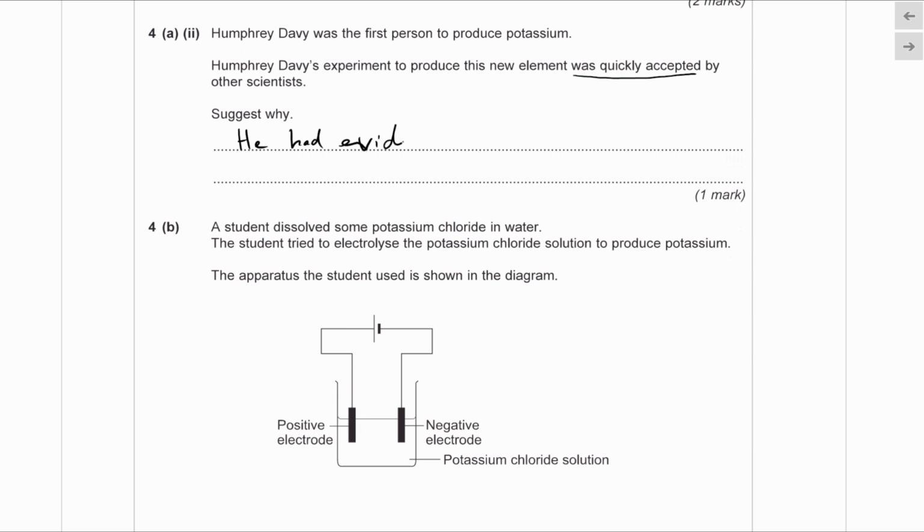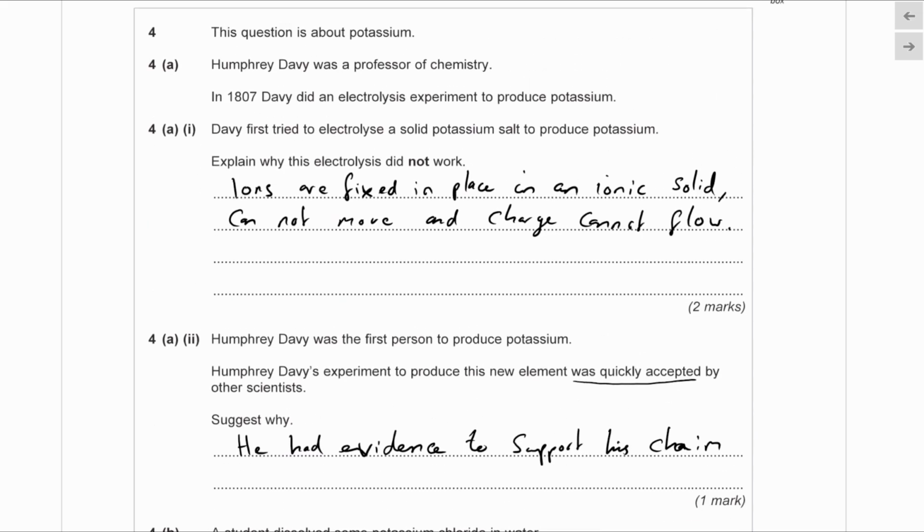That's bad handwriting. Let's rewrite. Evidence to support his claim. Right, his claim. And that would be more than enough for 1 mark because it's only a 1 mark question. Another mark could have been from saying that he was a professor of chemistry, right? He had status, he was a scientist, and so people would accept his ideas.